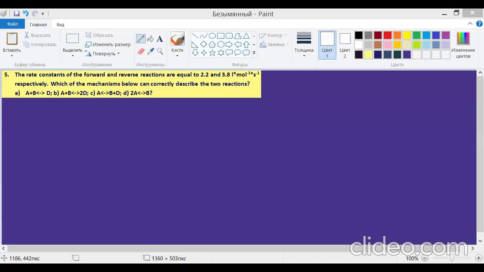So I hope that you haven't got tired a lot and are ready to participate actively in developing the solution to the following problem. I wouldn't say it's a problem. It's another theoretical question, but it's very tricky. So the rate constants of the forward and reverse reactions are equal to 2.2 and 3.8 liters per mole per second, respectively. Which of the mechanisms below can correctly describe the two reactions?